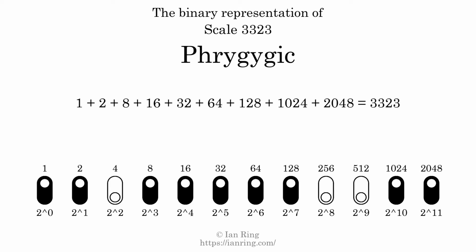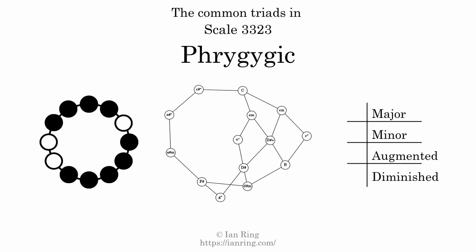3323. The scale number not only enumerates the scale with a unique index, but it also literally describes the tonal content of the scale. Represented as a binary number in base 2, the scale number is 110011111011. Here are the common triads present in this scale.